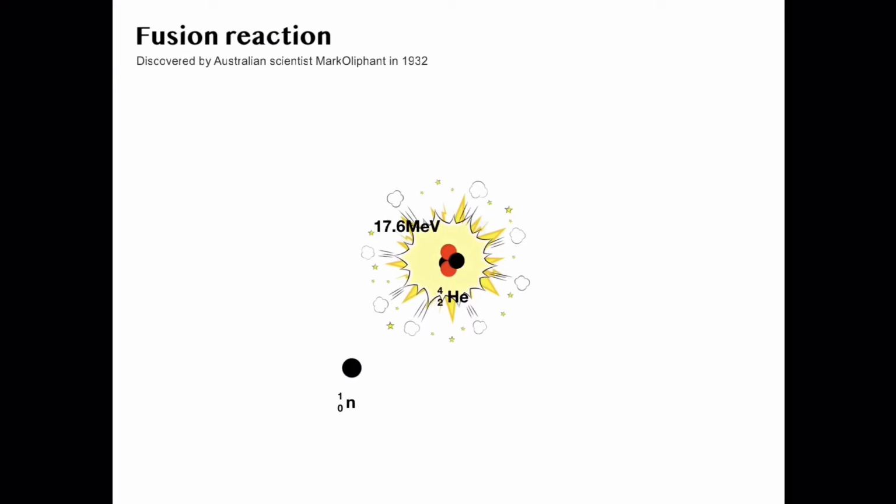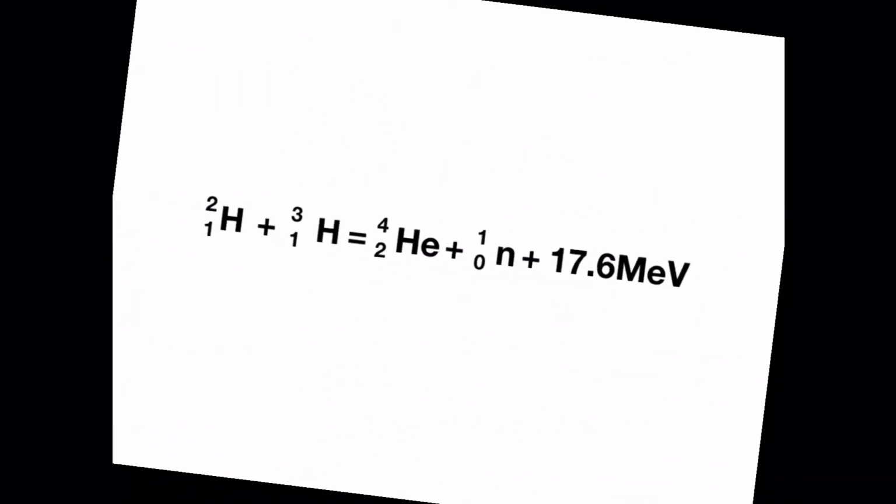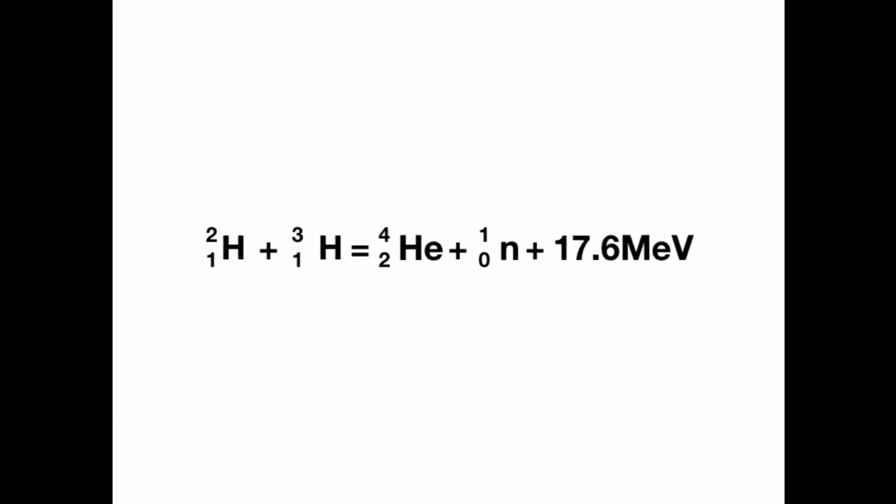Now it's time for fusion reaction. For example, I have deuterium and tritium. When I let them collide head-on with each other, they will combine into helium, releasing energy and a neutron. Also, we can describe this reaction by the following formula.